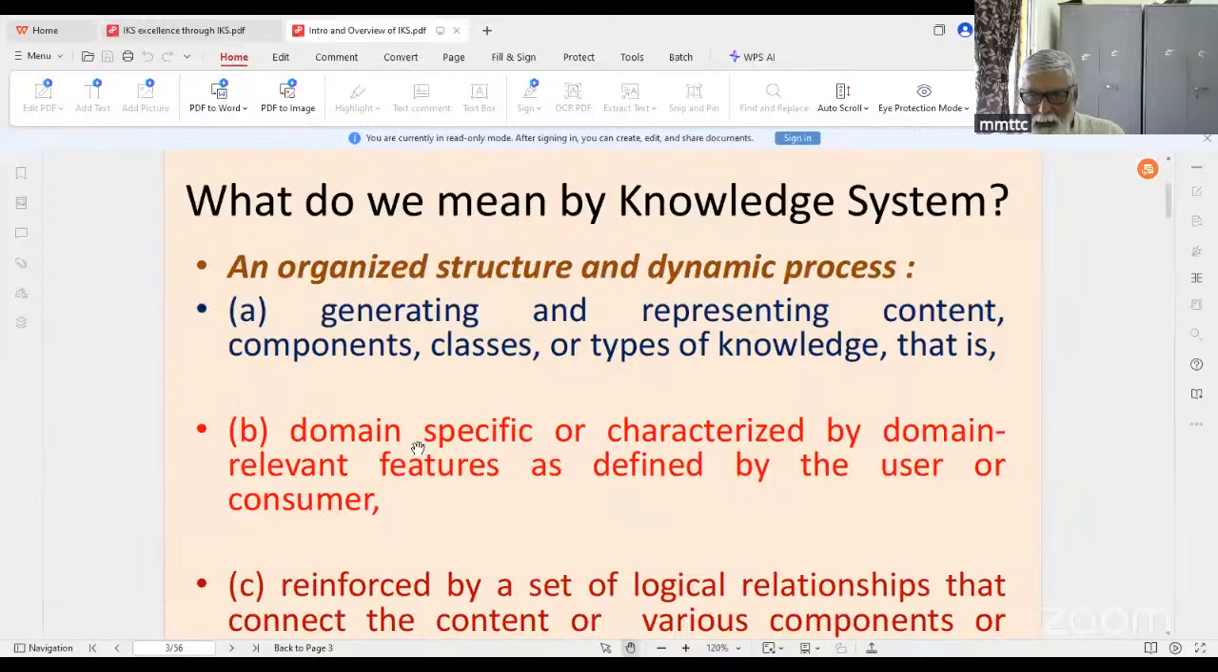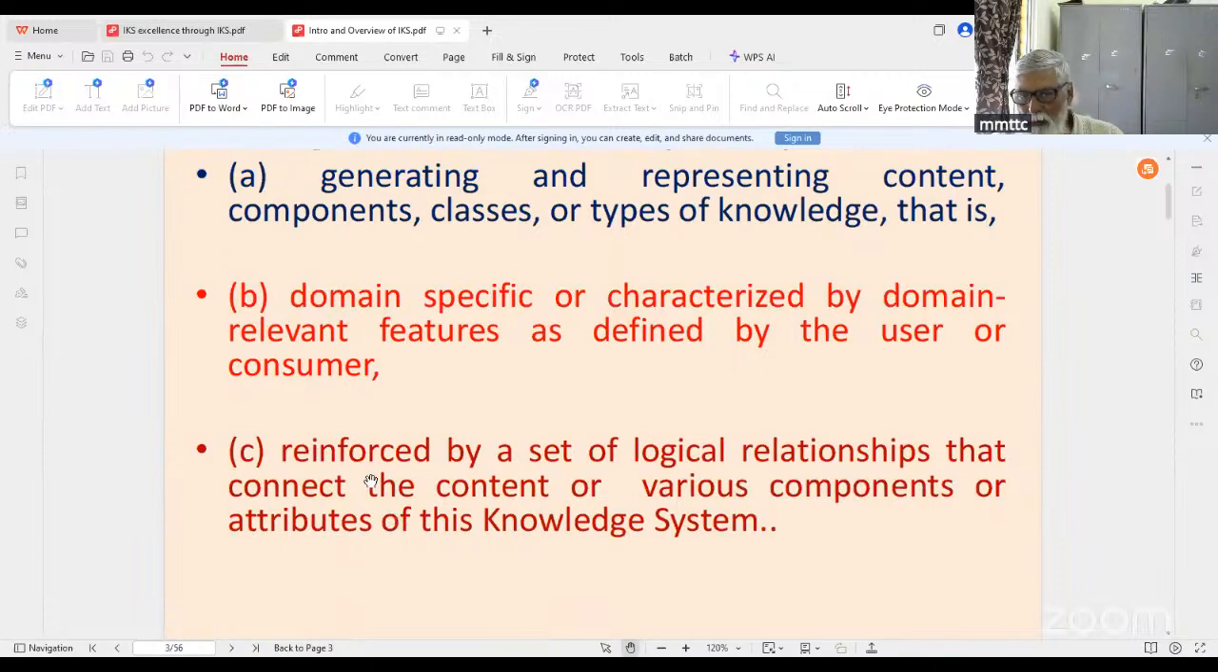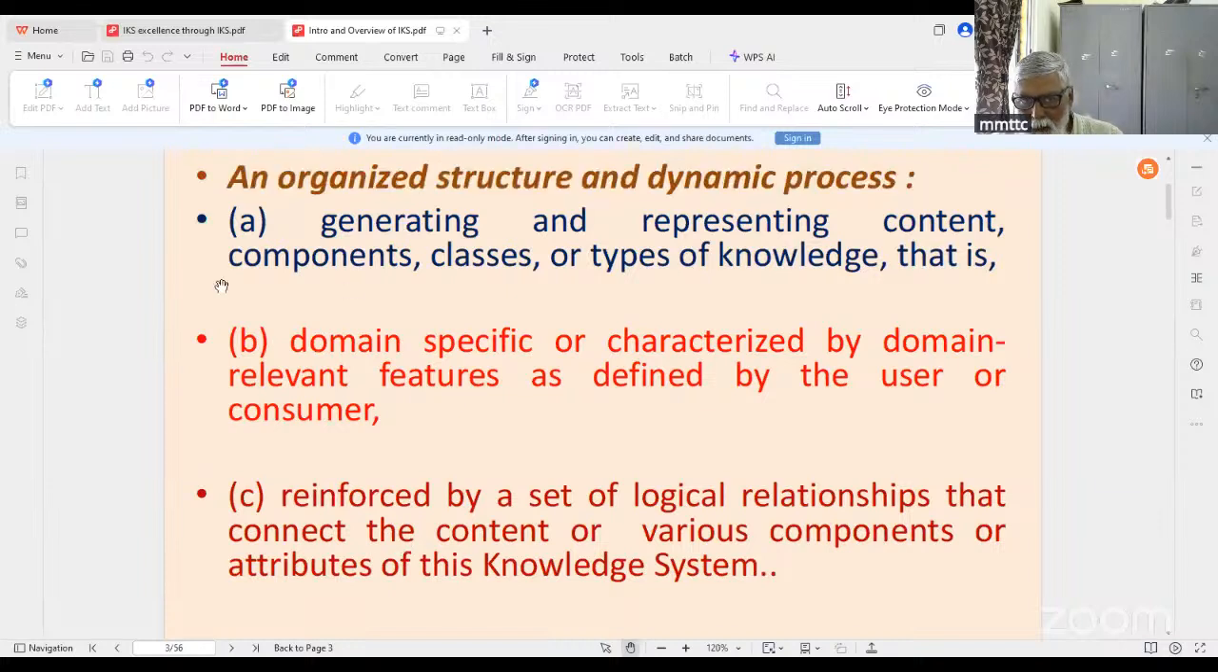That knowledge is domain specific or characterized by domain relevant features as defined by the user or the consumer of this knowledge, and it is eventually reinforced by a set of logical relationships that connect the content or various components or attributes of this knowledge system. So there are three things. There is an organized structure, which is also a dynamic process. We will see what these things actually mean.